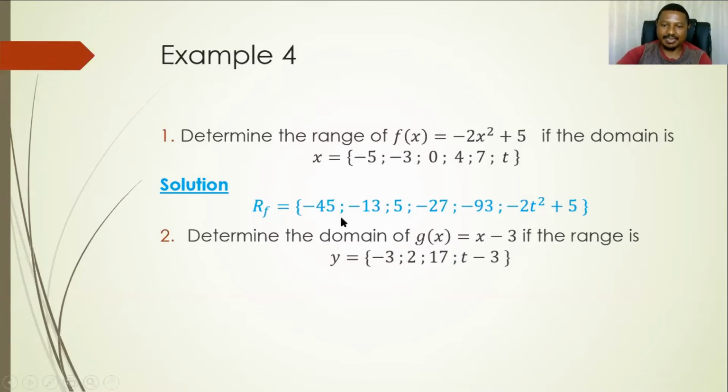So even the manner in which we are doing it is not going to be the same as the previous one. In the first one, we substituted the domain elements where there's an x. But for this one, we're going to substitute these elements where there is y. So we're going to change g of x to y, and then we substitute each of these to find the corresponding x value. So let's get started. Let's do the domain for this one if the range has been given to be this.